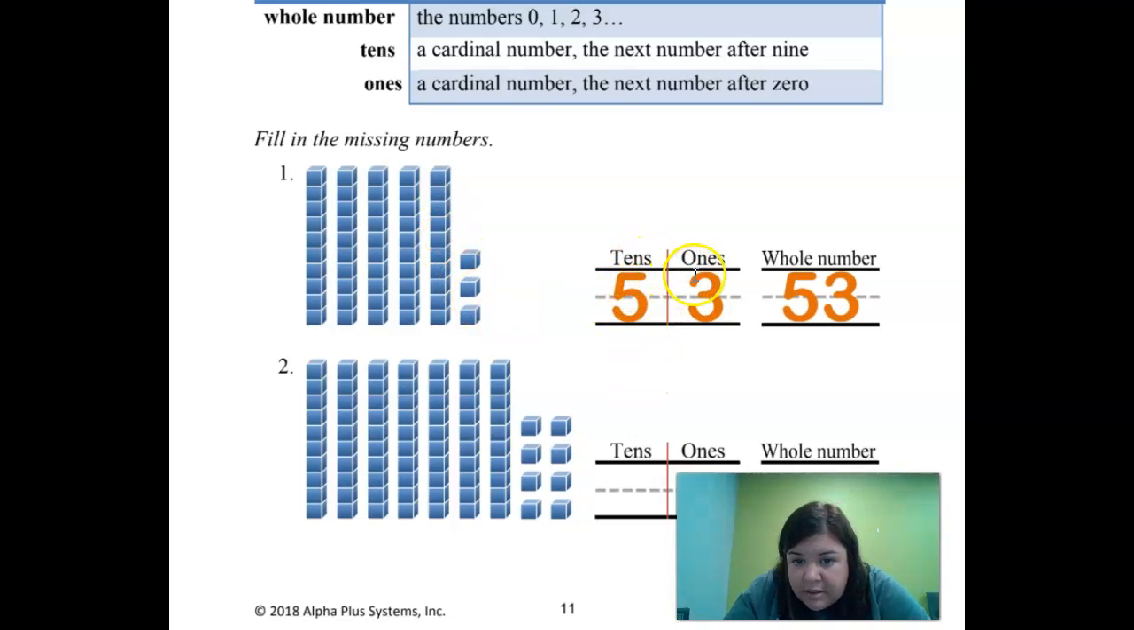So we see how we have tens and ones there. Then we have 3 left over, and we have 3 ones. So it has 5 tens and 3 ones. When we write that as a whole number, it's just 53. See how easy that is?